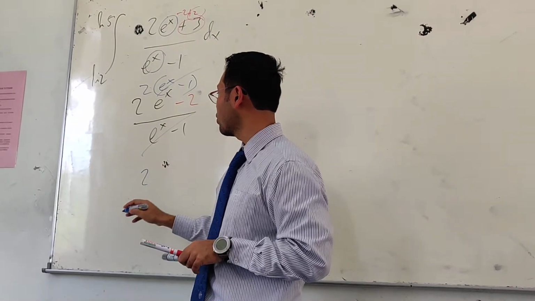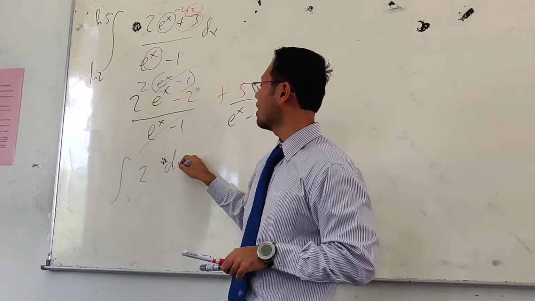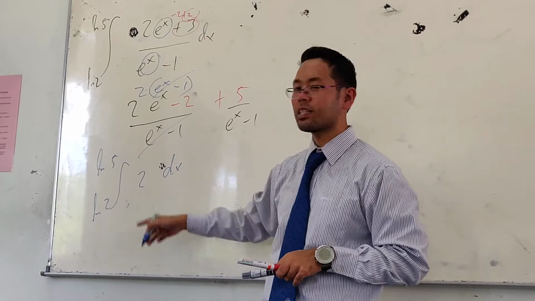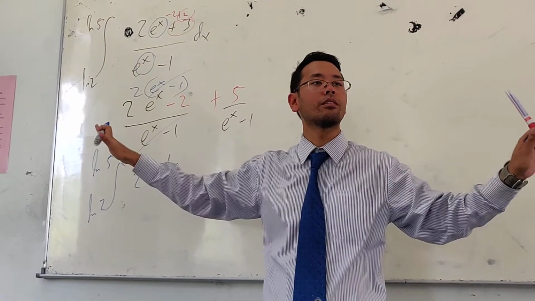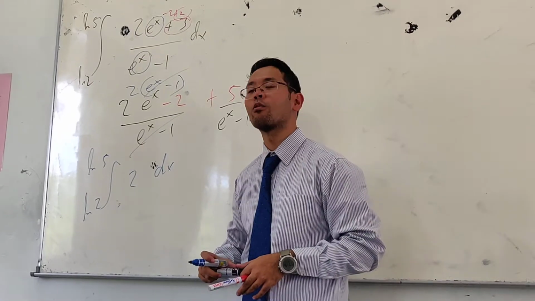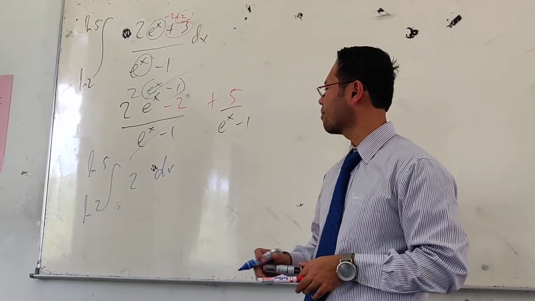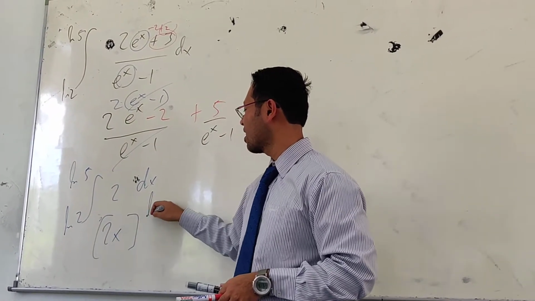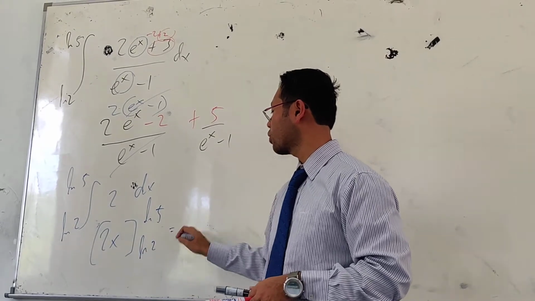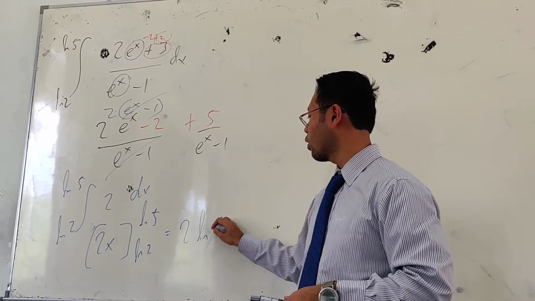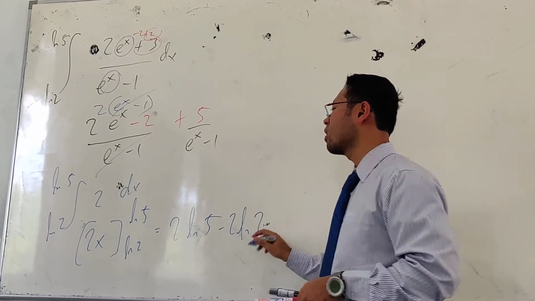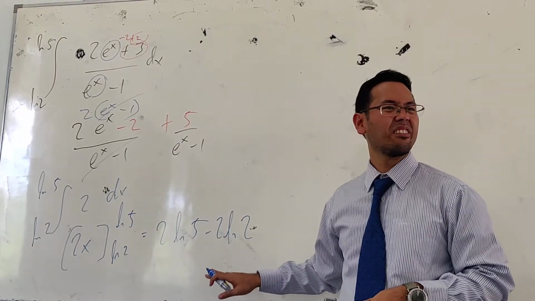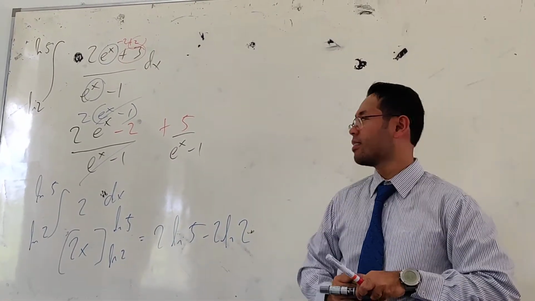So we got ourselves 2 dx plus 5 over e^x -1 dx, from ln 5 to ln 2. And this one is, let's solve this one easily. Normally I'll do everything first, but since this is a very long working, let's solve it out. This one we got ourselves 2x, from ln 2 to ln 5, which gives us 2 ln 5 minus 2 ln 2. Until here, are you okay? I just do this part. Alright? Are you okay with the splitting?